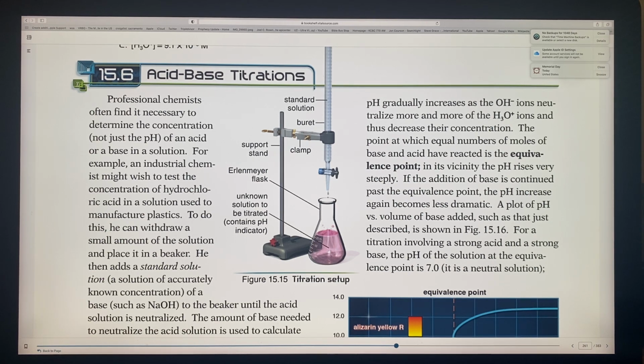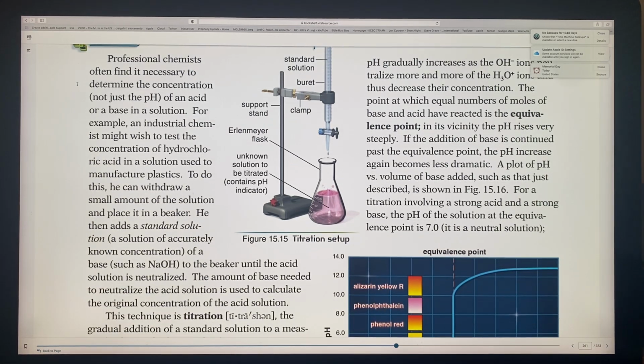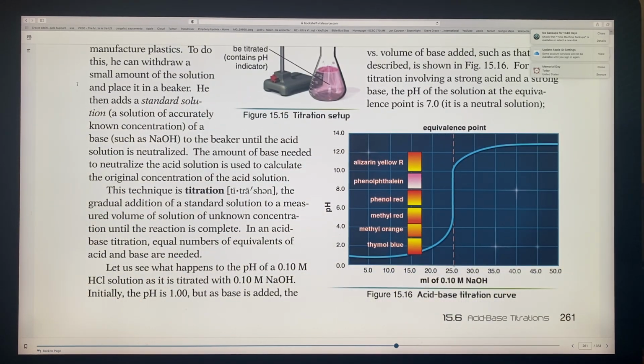And he adds a standard solution of base, because they know its concentration, into the beaker until the acid solution is totally neutralized. From the amount of base that's needed, he will know how much base is needed to neutralize the acid he's dealing with. And so this whole technique is called titration. The definition is the gradual addition of a standard solution to a measured volume of solution until the reaction with the unknown concentration is complete.